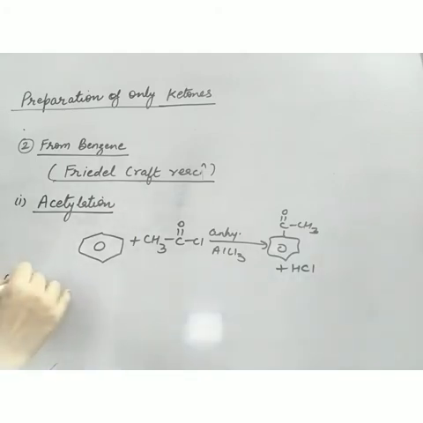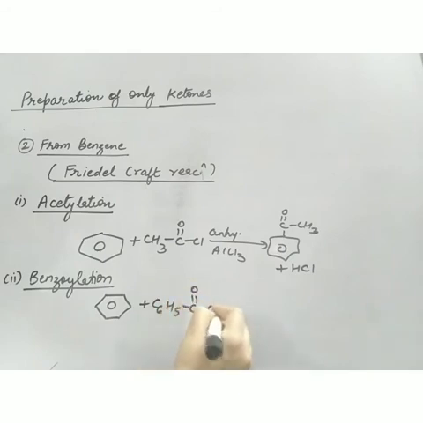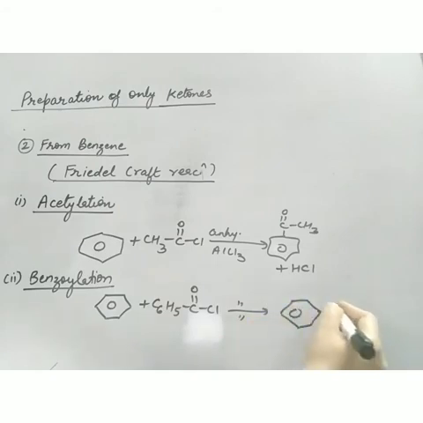Now I can also use benzoylation. Now this is benzene plus C6H5COCl, benzoyl chloride I will take. Again anhydrous AlCl3 and substitution is there. So I will get this compound, and this compound is better known as benzophenone. So with this Friedel-Crafts reaction, we can prepare aromatic ketones, that is acetophenone and benzophenone. So this finishes the preparation methods of aldehydes and ketones.